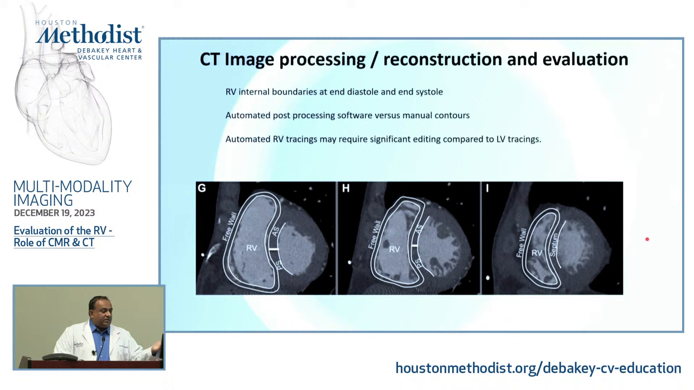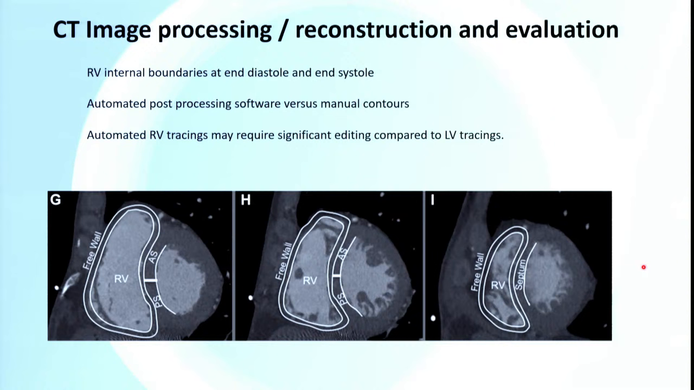The way the RV function evaluation is done is similar to cardiac MRI, for the fellows that have done this. The software will trace in the basal, mid, and apical slices the boundaries of the right ventricular endocardium at end systole and end diastole, and then give you the RV volumes and the ejection fraction. The automated software, of course, will give you the RV and LV function right away. Just like MRI software, for CT software as well, the LV tracings for the most part are good to go, but the automated RV tracings may require a significant amount of editing, so it can be time consuming if you want to do it accurately.